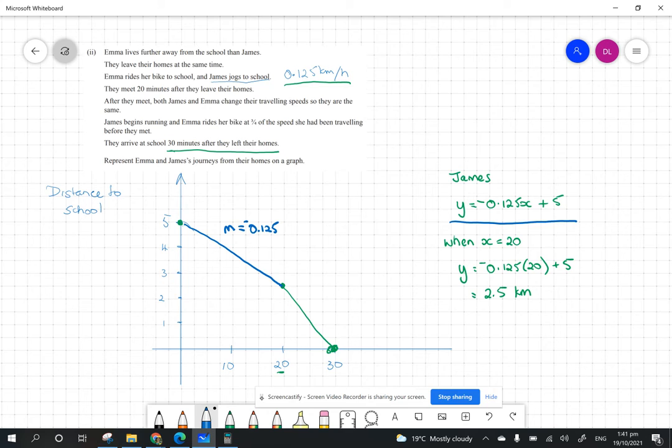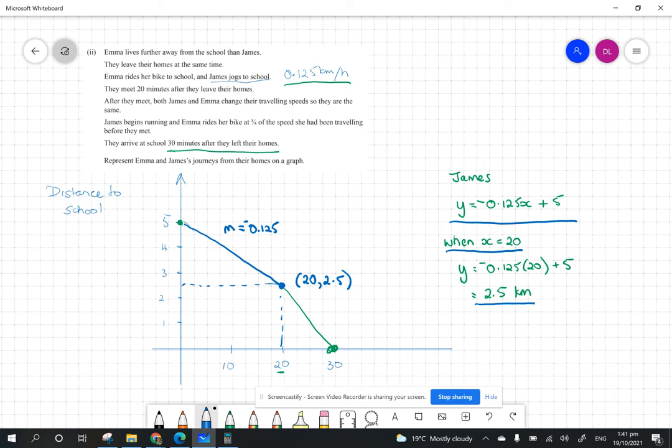You also know that at 20 minutes here, you can use that equation and find out how far away from school it is. So using over here, x is 20. Put in 20 for x, and that will give you the distance it is at 20 minutes. So this point here is at 2.5. So this point here is the point (20, 2.5) away from school. Now that you've got that, you could write an equation for this.